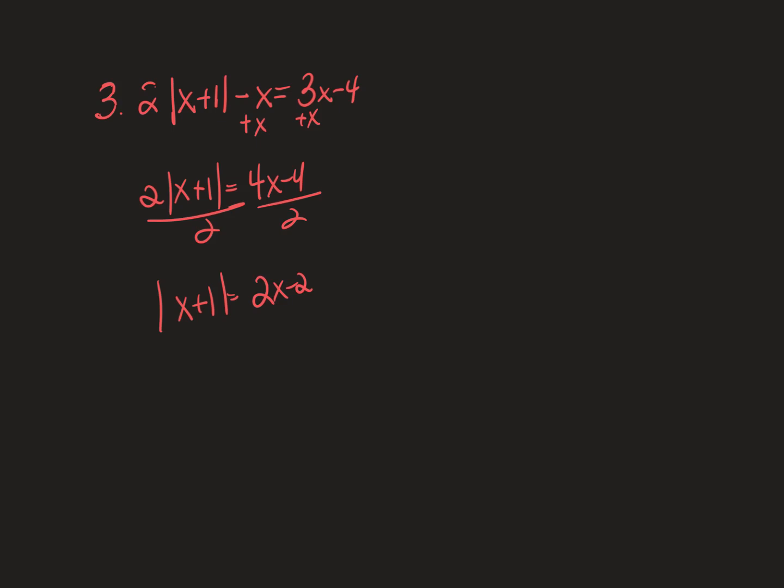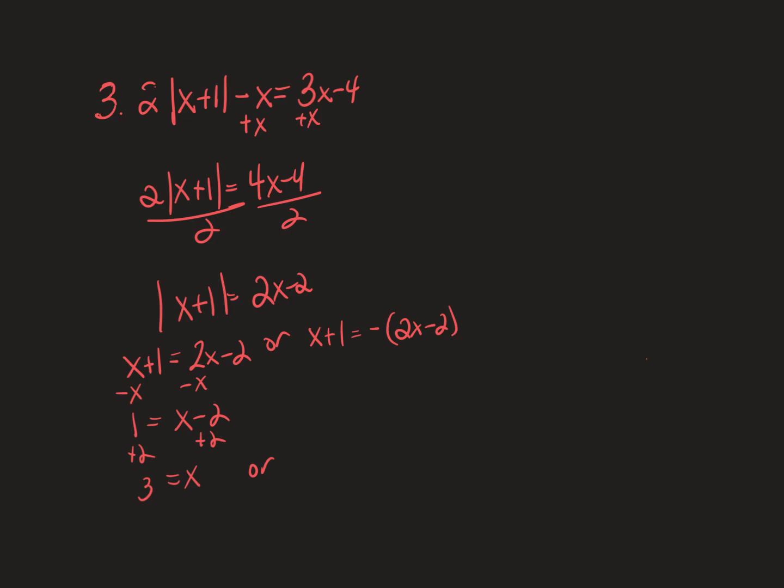And again, I do not know if the number on the right is positive or negative. I must solve both of those equations. X plus 1 equals 2x minus 2, or x plus 1 equals the opposite of 2x minus 2. I'll solve this first one by subtracting x. 1 equals x minus 2. I'll add 2, so x equals 3.